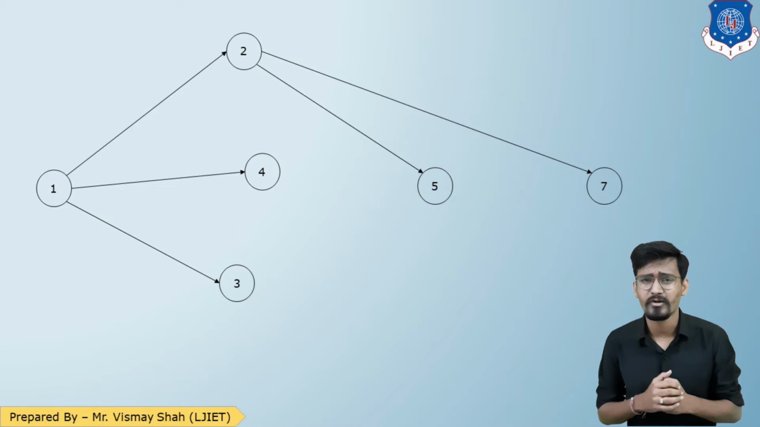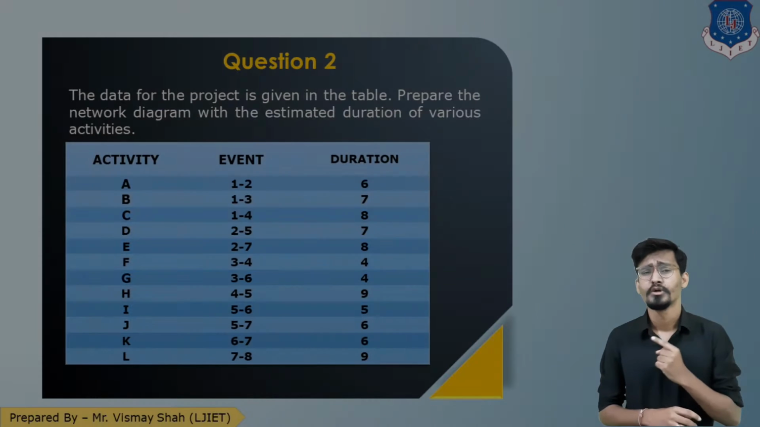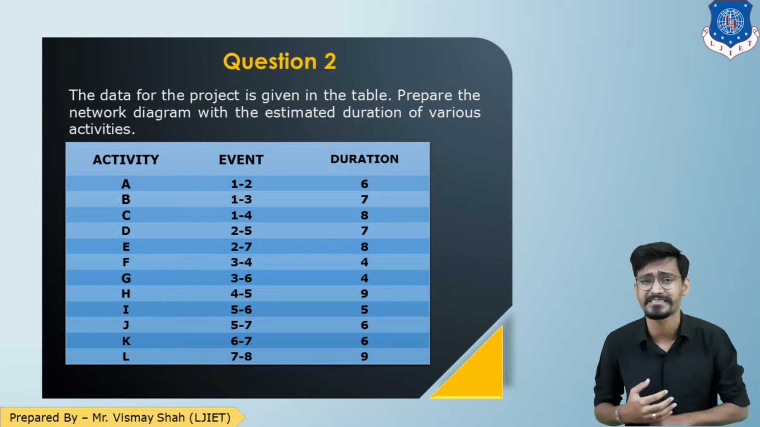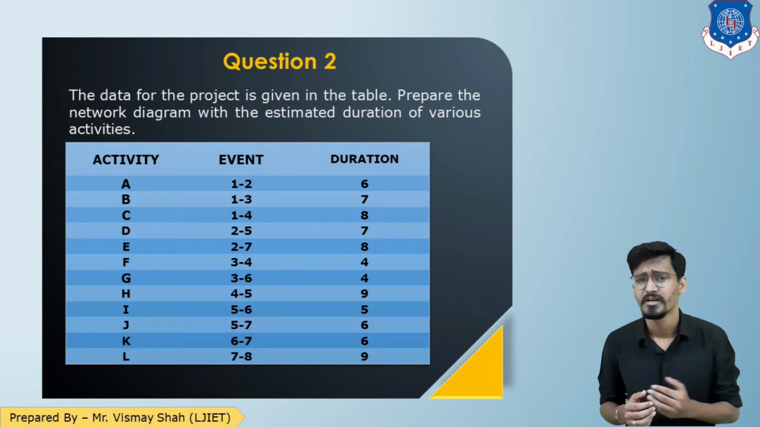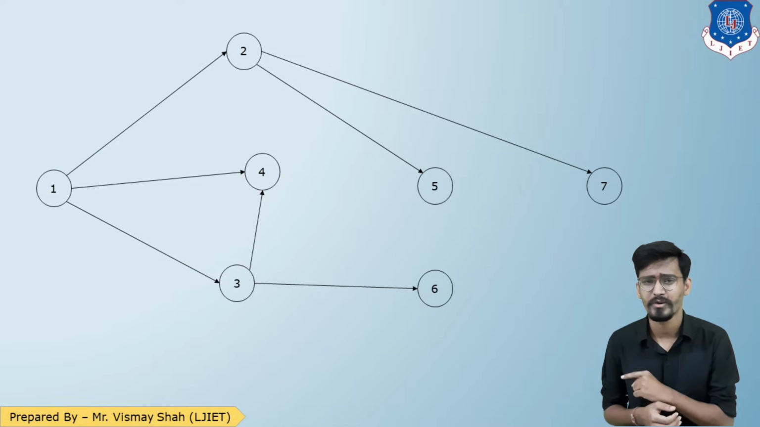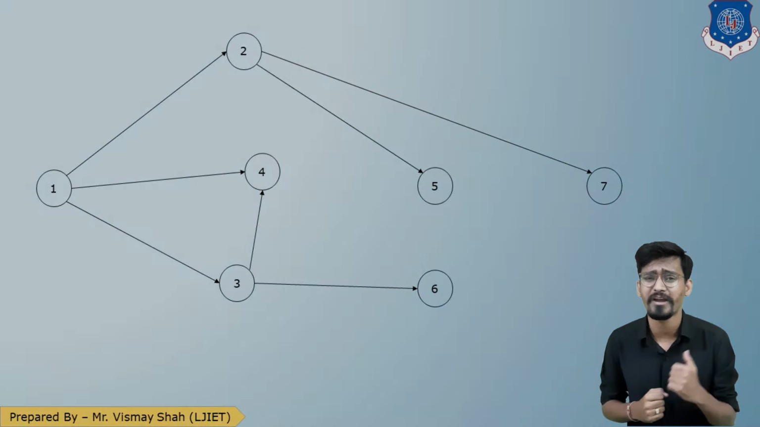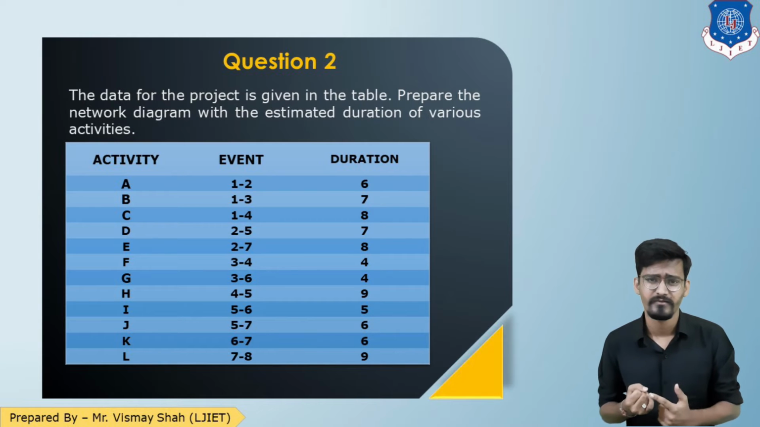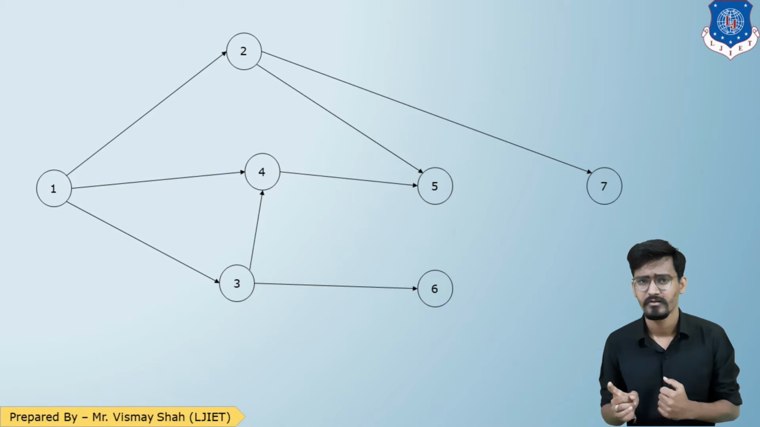Now let us come back to the question again and see the next activities. The next activities from event number 3 are 3-4 and 3-6. So let us draw that. I've connected 3-4 and 3-6. Now let us see the activities from event numbers 4 and 5. From event number 4, there is only one activity, 4-5. So let us draw that. I've connected 4 to 5.